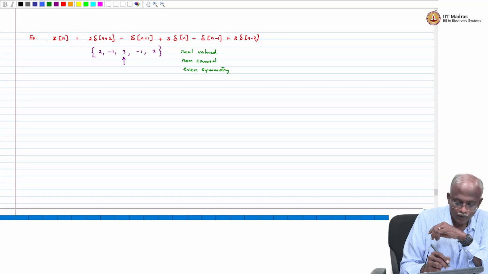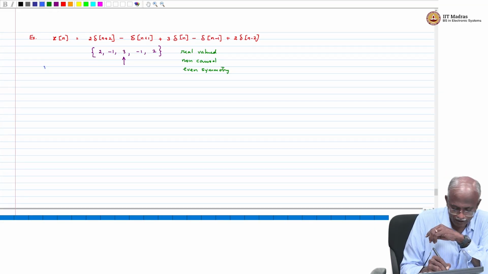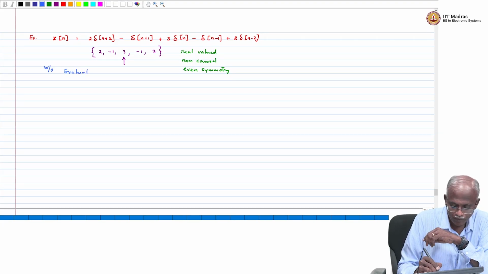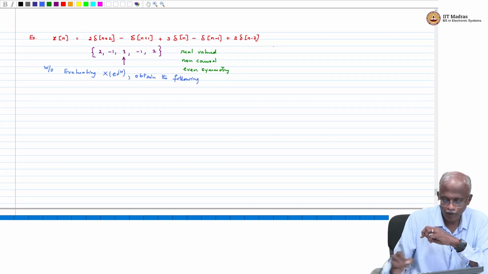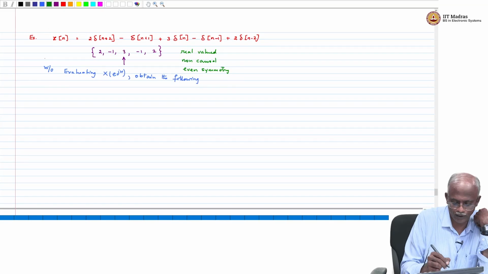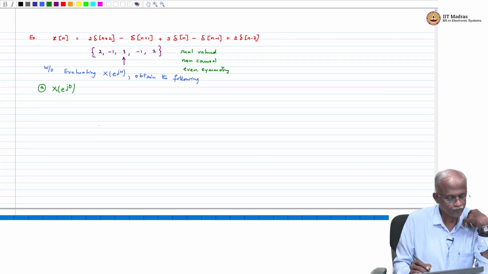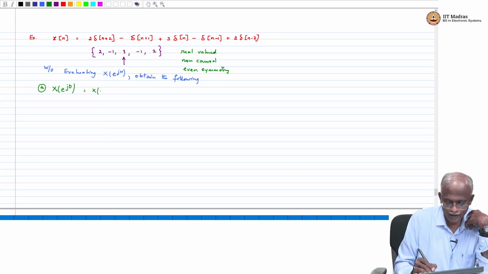Now, the task at hand is, without evaluating X e of j omega, that means you cannot write down or compute the expression, obtain the following answers. We are not allowed to compute X e of j omega, but without that we still want to compute the following. The first one is X e of j 0. This is the same as X e of j omega with omega equal to 0.